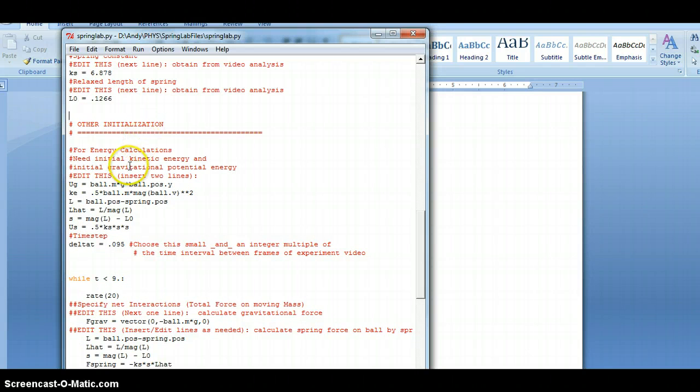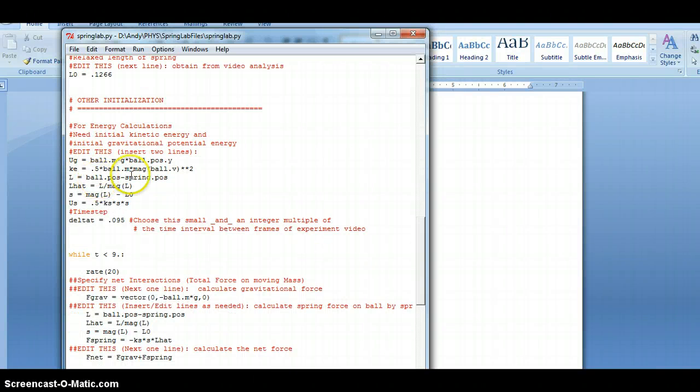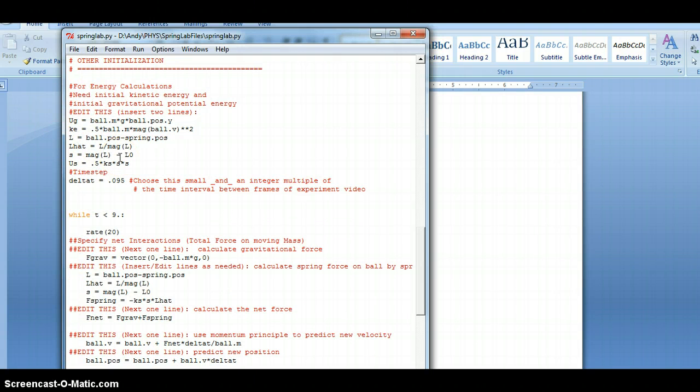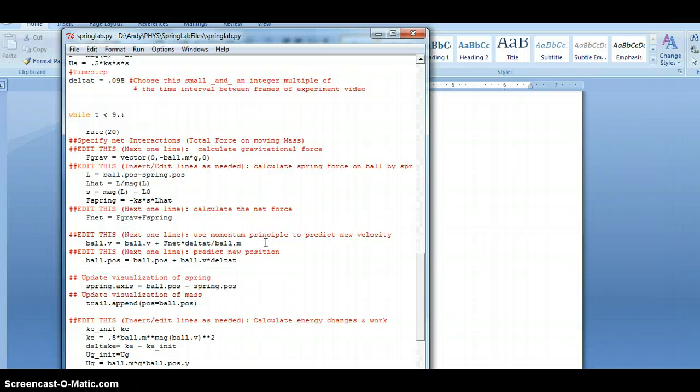Here are some energy calculations. The potential energy due to gravity is the mass times g times the height. The kinetic energy is half times the mass times the velocity squared. L hat, the stretch, which is the difference between L and L naught, and of course the potential energy due to the spring, which is half times the spring constant times the stretch squared. I chose delta t to be small and an integer multiple of the frame rate. The video lasted roughly 9 seconds.